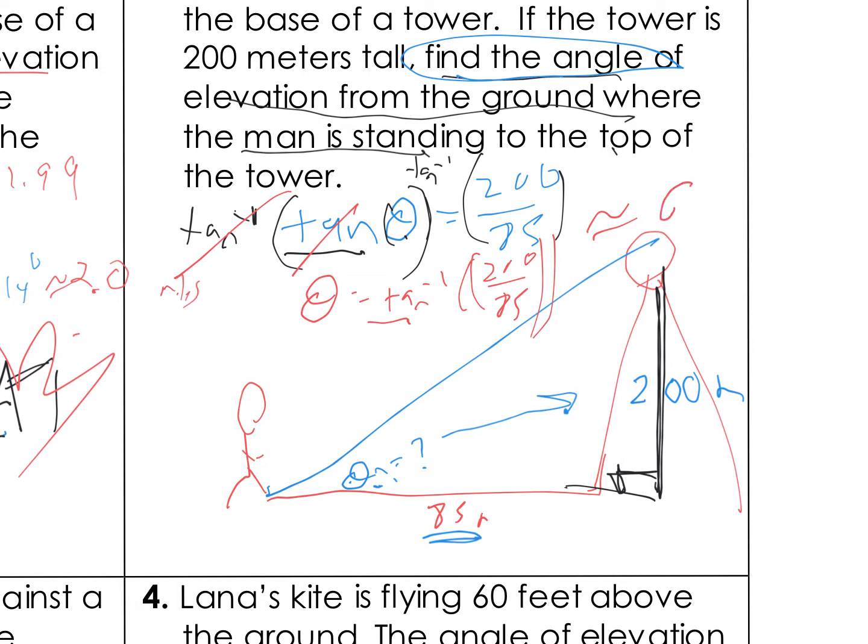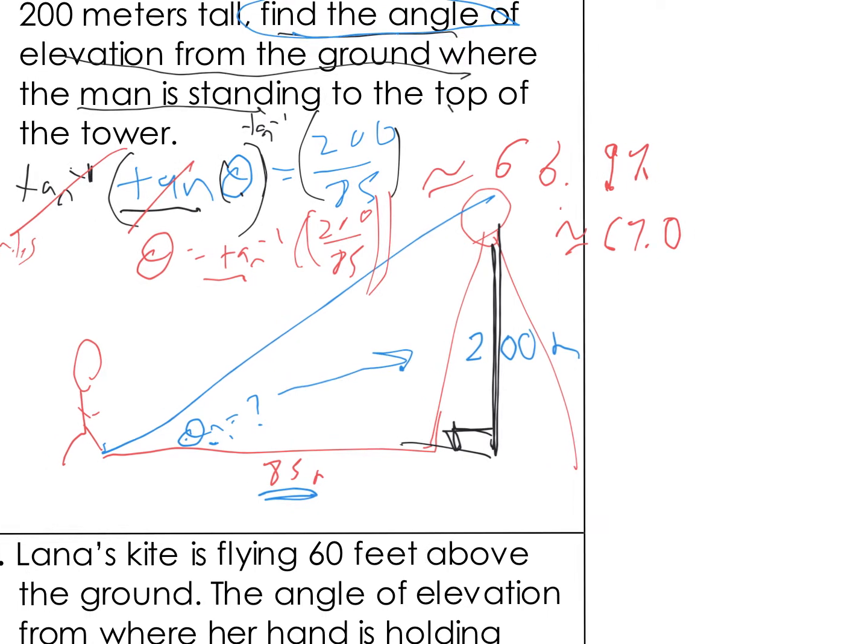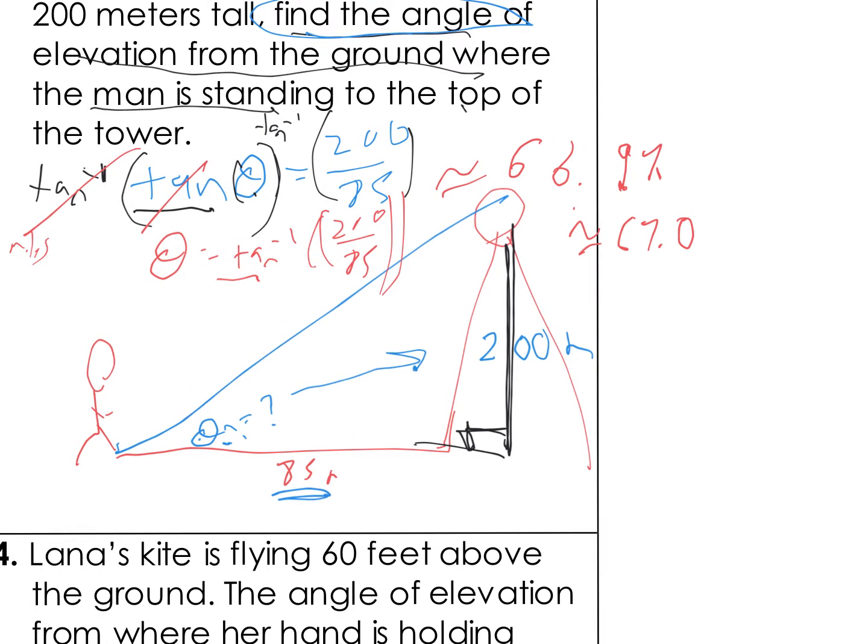66.9. Is that rounded? What was after the 9? 7. There was a 7. So that 7 makes the 9 into a 10. So the 66 turns into what? A 67 point what? 0. And what's the unit? Feet? Meters. Meters?